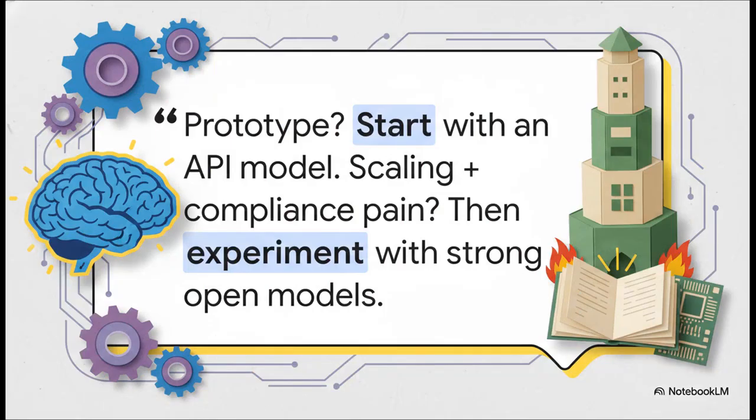So, the key takeaway here is just don't get paralyzed. Use this simple rule of thumb. When you're just starting, prototyping, kick things off with a powerful API model like GPT-4 or Claude. It'll let you validate your idea really fast. Then, once you start feeling the pain of scaling costs or you're running into compliance walls, that's when it's time to start experimenting with self-hosted open models.